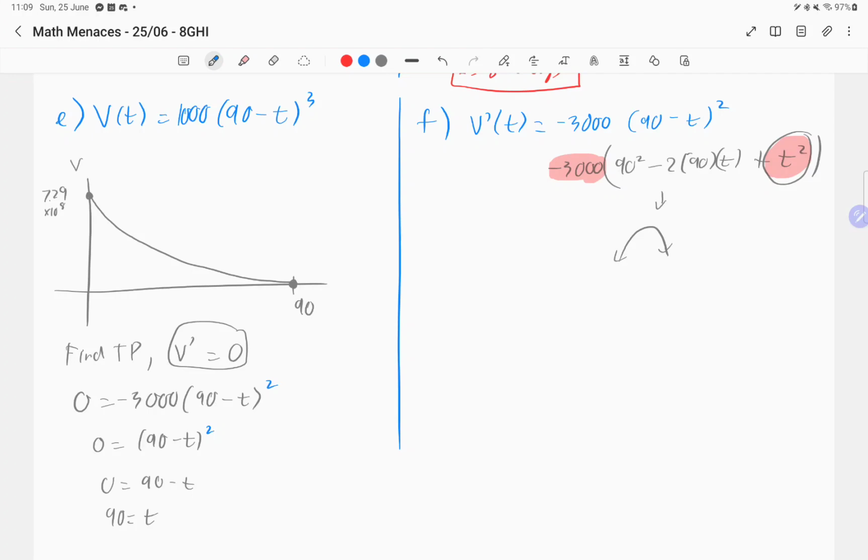But why do we need the rate of change of the gradient to find the turning point? The turning point of a graph is where the rate of change of that graph equals 0. If we are sketching v dash, right? So you know how a turning point of v is when v dash equals 0, right? So the turning point of v dash is when v dash dash equals 0. So it's the second derivative.